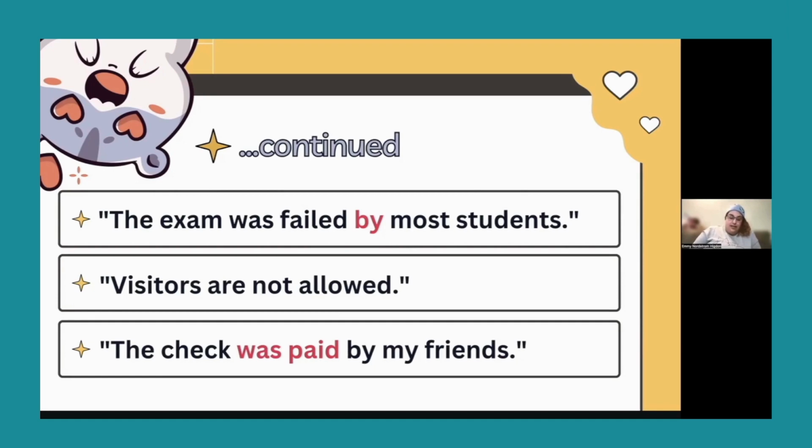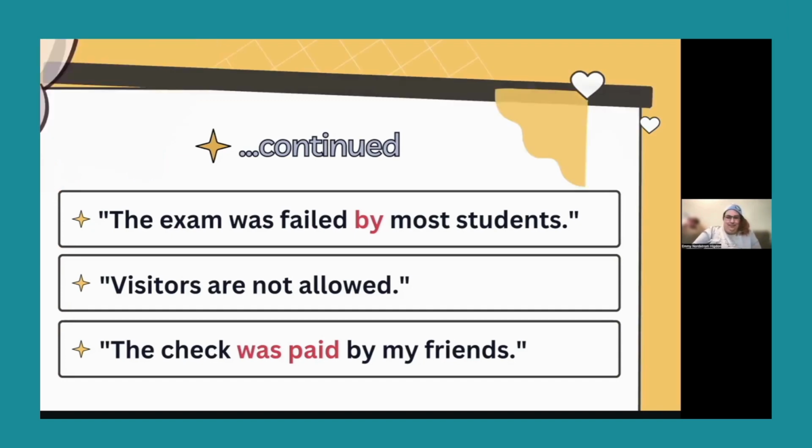And then the last one is having the two verbs. So, the check was paid by my friends. You can see the verb "to be", and you can also see the verb "paid", which is your main verb. You can see those two verbs right beside each other. That's a giveaway that this is passive voice. If you wanted to switch it to active voice, it would say, my friends paid the check, and then you've given them a little more credit for the action that they've done here, maybe a little bit of extra thanks in this scenario, and you've changed to active voice.